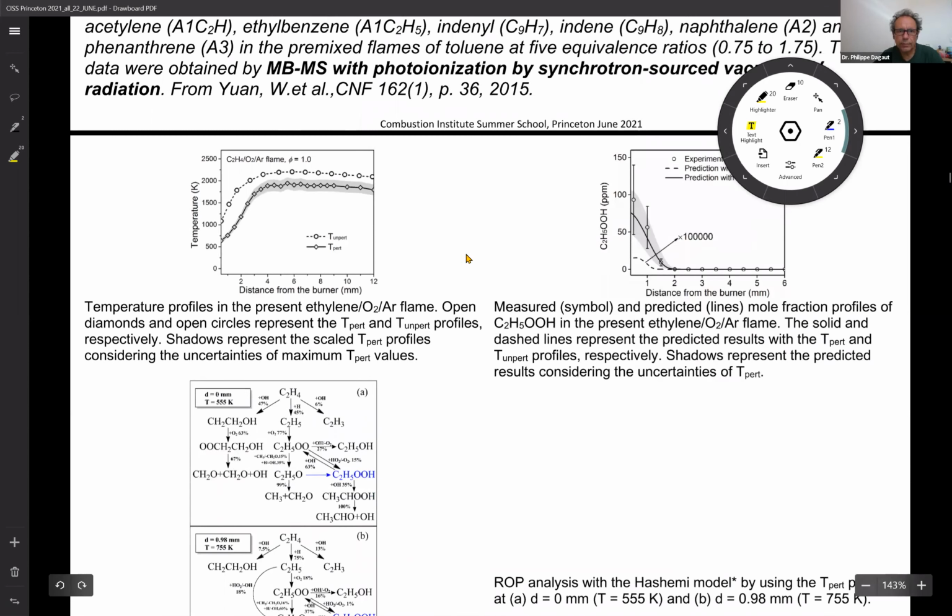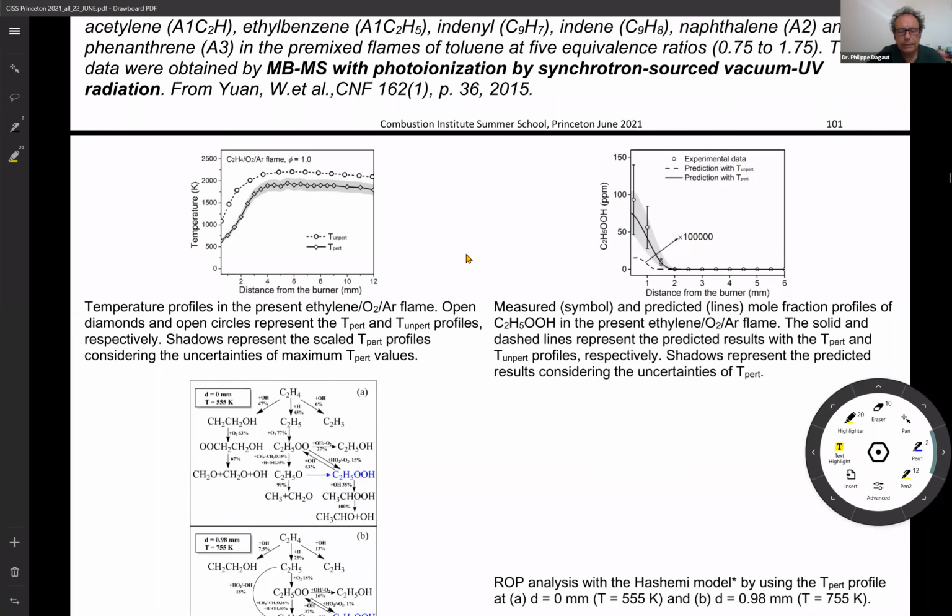So to go back to the effect of temperature and temperature perturbation by the cone, we looked at data coming from Hofe, where they oxidized, I think it was the oxidation, yeah, it was the oxidation of ethylene. And in this flame, they could measure the temperature in presence of the cone and without the cone. And we have these two different profiles here.